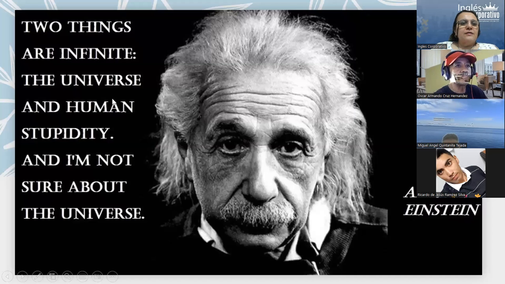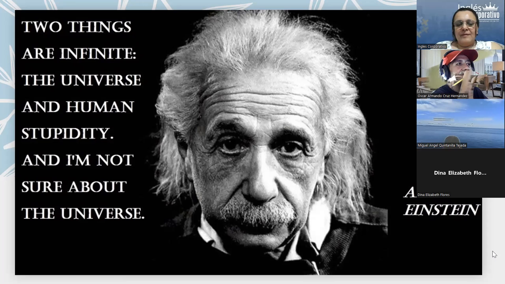Well, this is the fourth class, section two. Two things are infinite: the universe and human stupidity. And I'm not sure about the universe. I love Albert Einstein. Two things are infinite: the universe and human stupidity. I think that he has met some Salvadorian politicians. From the past. Okay.